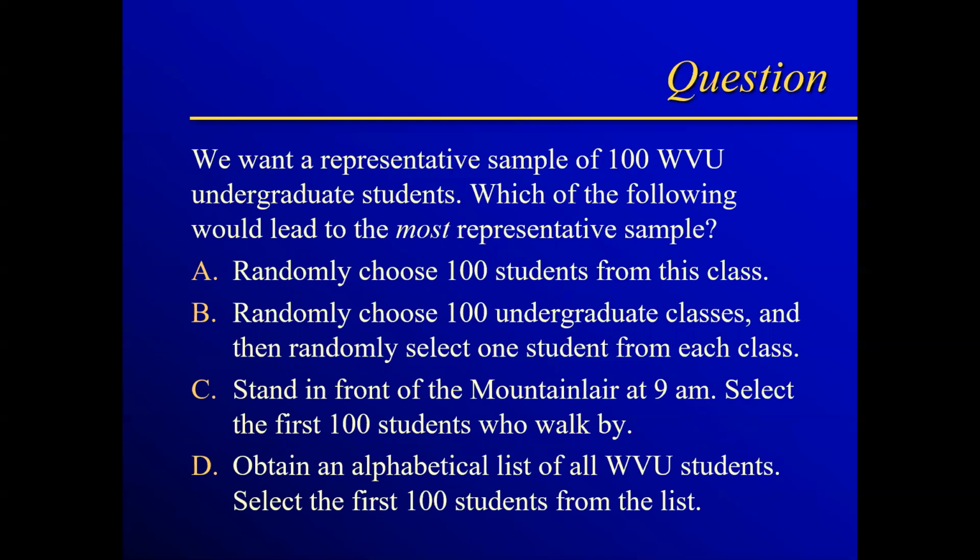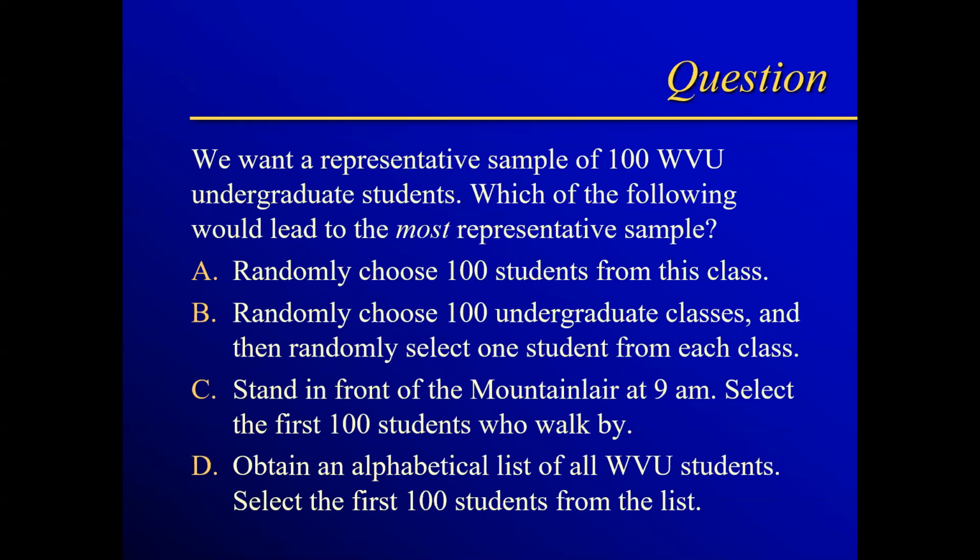A, I just randomly choose 100 students from this class. This is typically done during the regular fall and spring semester when we have more than 25 students. B, randomly choose 100 undergraduate classes and then randomly select one student from each class. C, I stand in front of the Mountainlair at 9 a.m. and select the first 100 students that walk by. Or D, obtain an alphabetical list of all WVU students and select the first 100 students from the list.